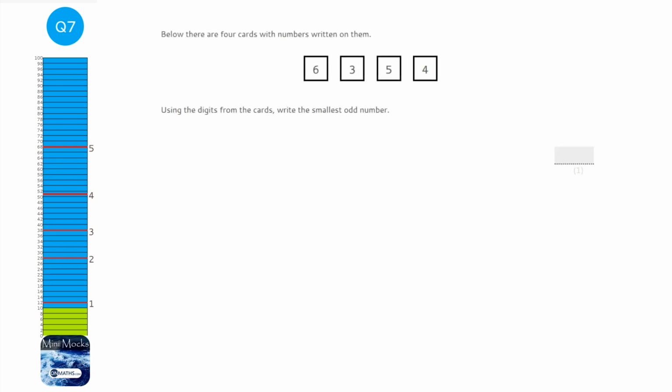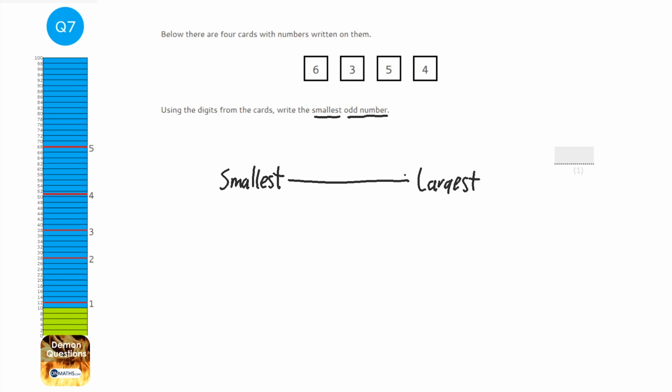So this question asks us to write the smallest odd number. Now there's 2 instructions there. We need to make the smallest number from the digits, and it needs to be odd. So to make the smallest number, we want to use the smallest digits on the left hand side of the number and the largest digits on the right hand side of the number. Okay. We also need the last number to be odd. Now to make a number odd, the last number needs to be 1, 3, 5, 7 or 9.